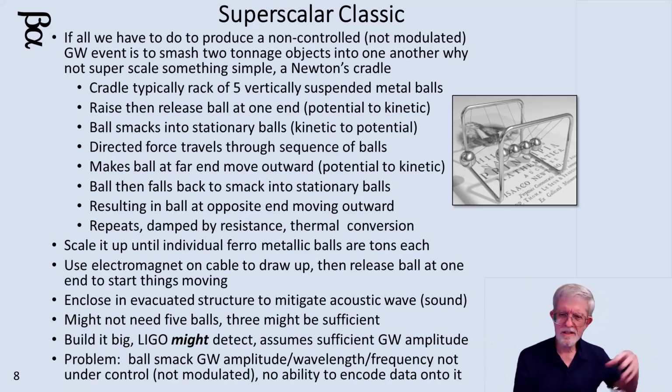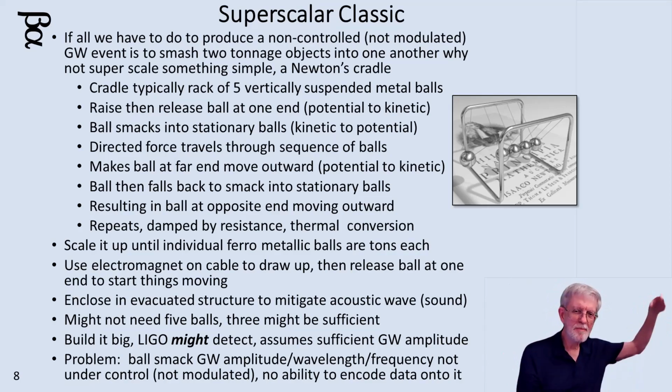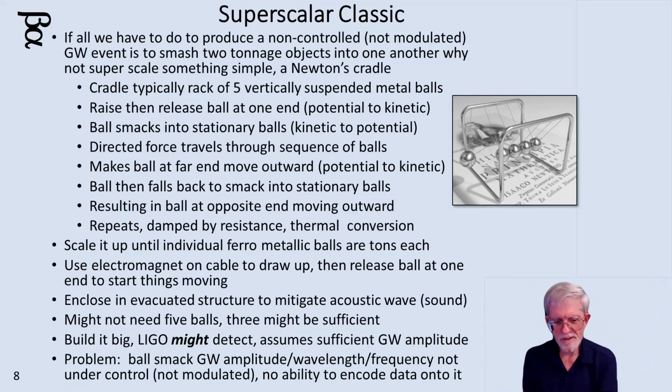Now, how will we lift these balls and let them go in a precise manner? Electromagnets. So an electromagnet grabs hold of the outer ball, drags it up on a chain, and then you turn the magnet off and down it comes. Now, we don't need 5 balls. A classic Newton's cradle would have 5 balls in it, but 3 might be sufficient. If we build it big enough, then the LIGO gravity wave detector might detect it.